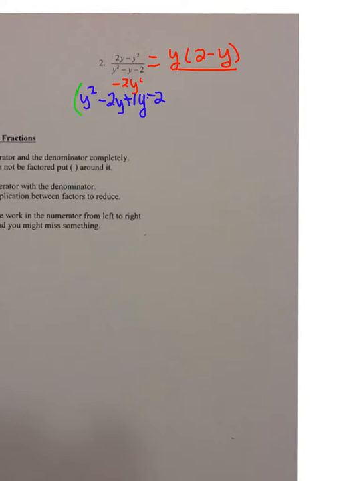And now I will factor by grouping. All right, so the GCF of the first group is y times y minus 2. The GCF of the second group is positive 1 times y minus 2. So then my factors are y plus 1 and y minus 2. Okay, so let's put that down. So y plus 1, y minus 2.